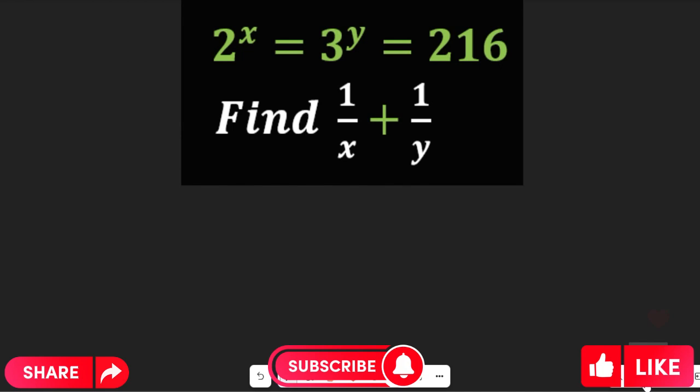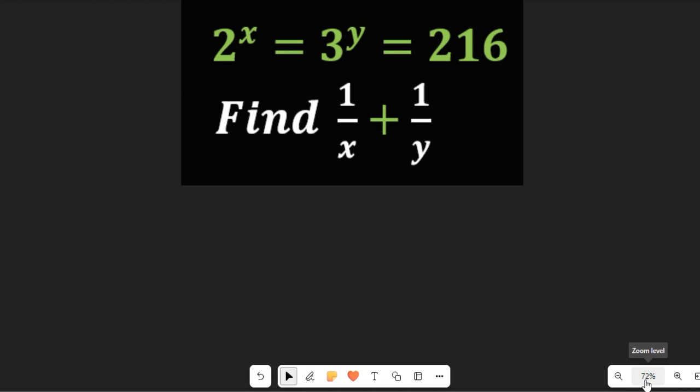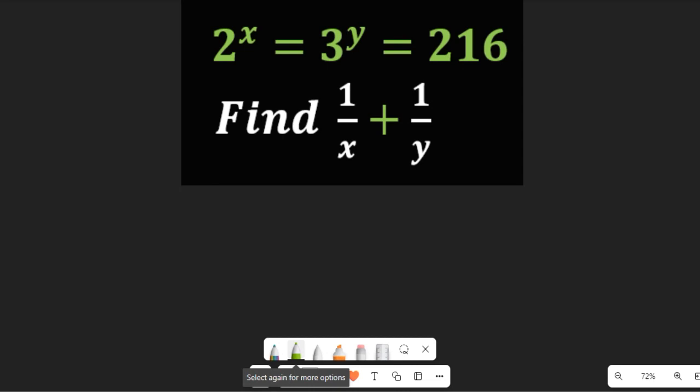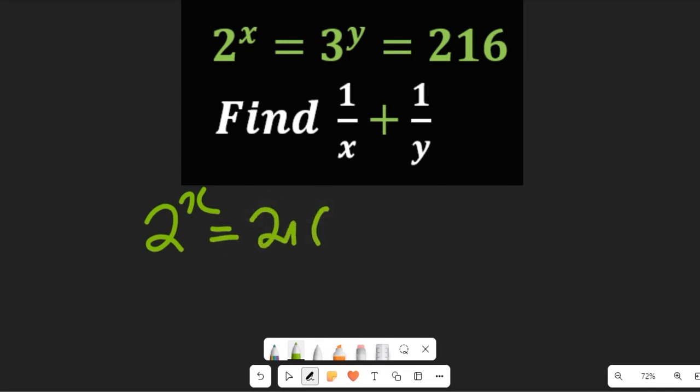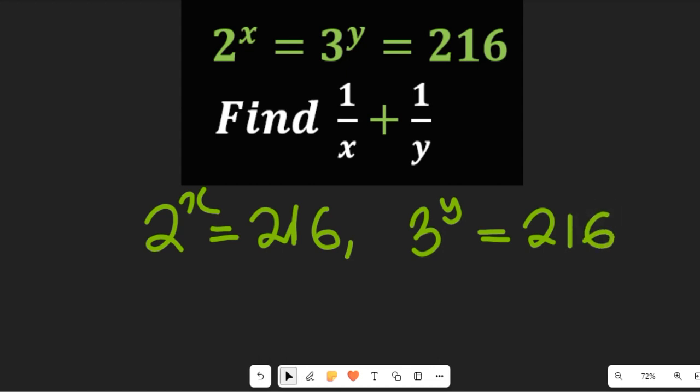So we're going to use two methods in solving this question. Now let's start with the first method. In the first method, we are going to consider two things. The first thing we're going to consider is from that equation: 2 to the power of x is equal to 216, and we'll also have that 3 to the power of y is equal to 216. So we're going to consider these two expressions.